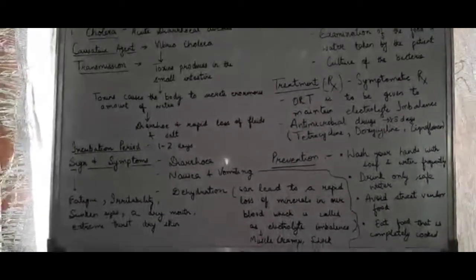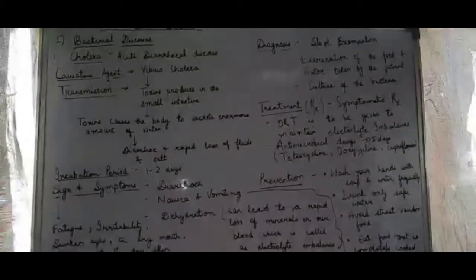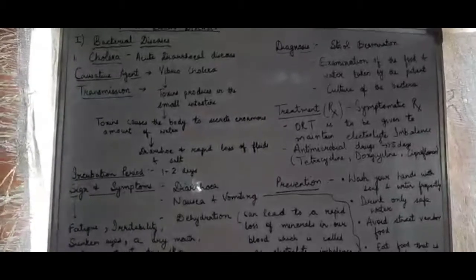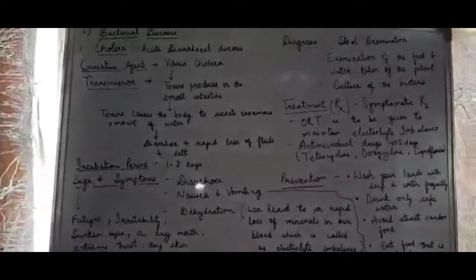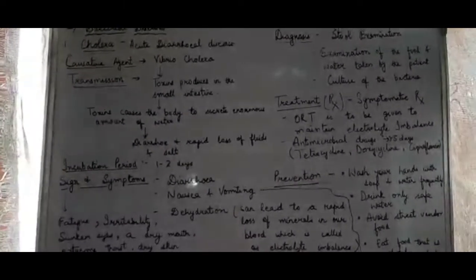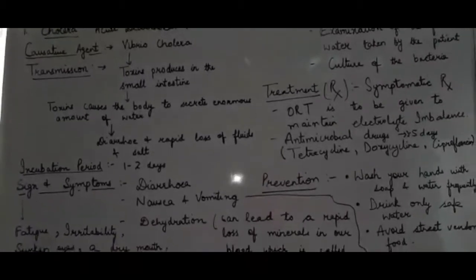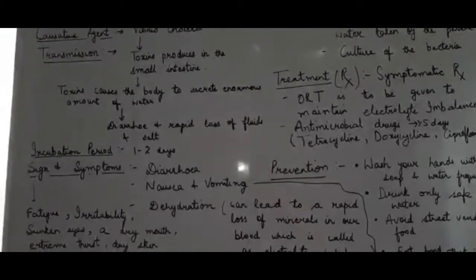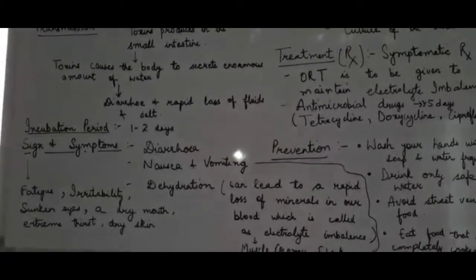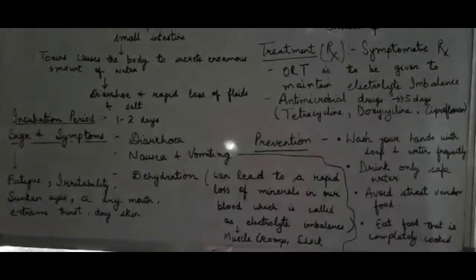Once this Vibrio cholerae enters your body, how does it produce symptoms? Once it enters your body through the alimentary canal, it goes towards your small intestine. Once it reaches the small intestine, here it produces toxins. और वो toxins जो हैं वो आपकी बॉडी में enormous amount of water को secrete करते हैं, which is the main reason for diarrhea and rapid loss of fluid. And this diarrhea and rapid loss of fluid ultimately cause dehydration.